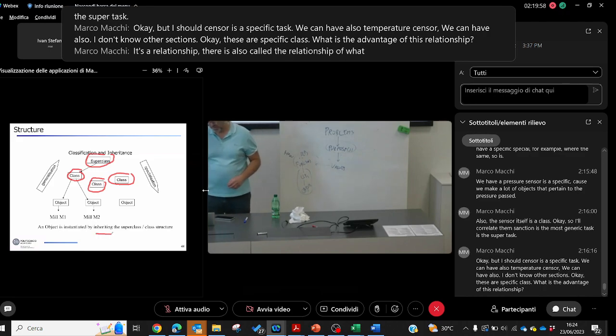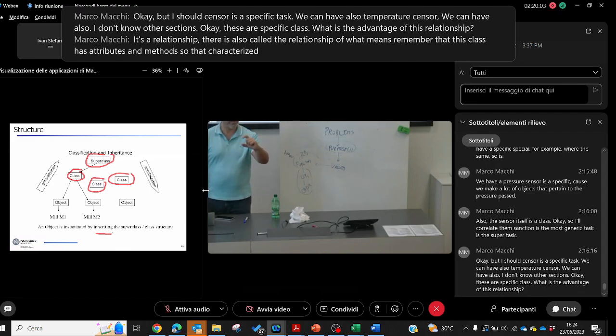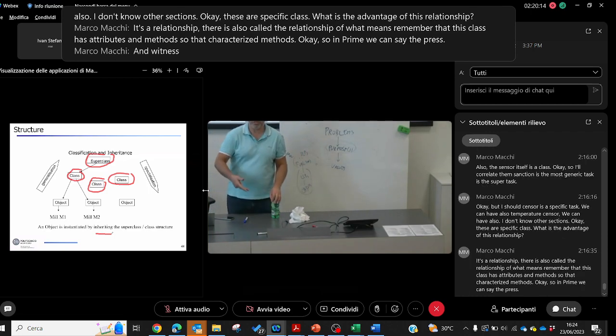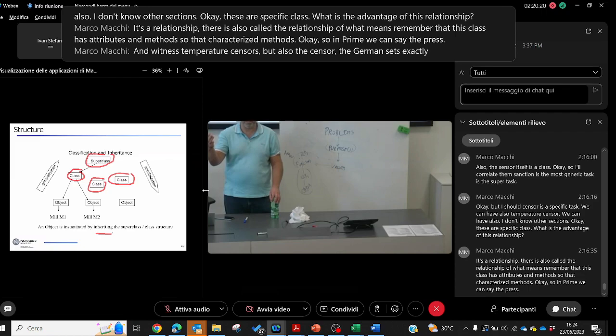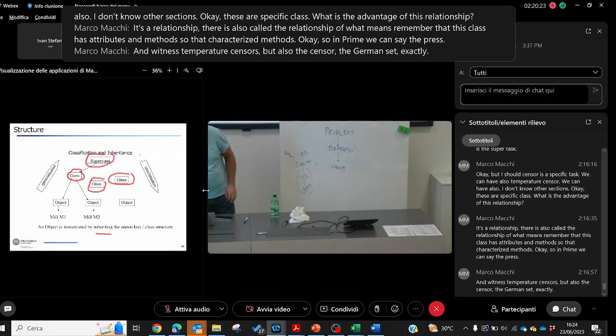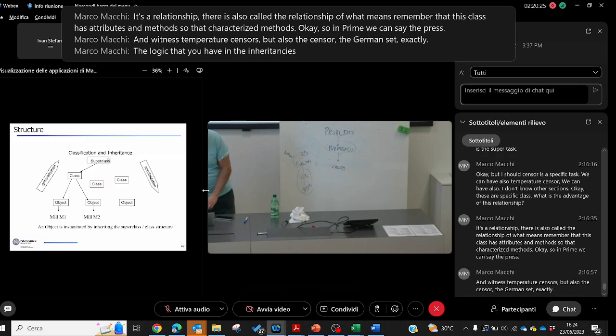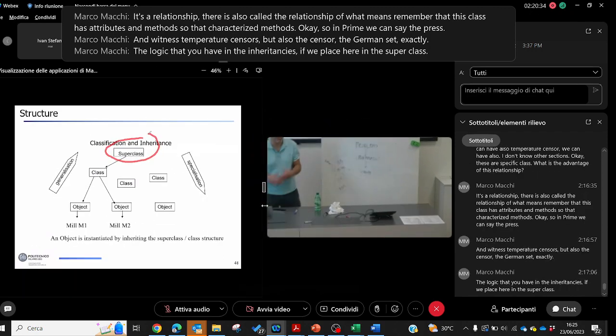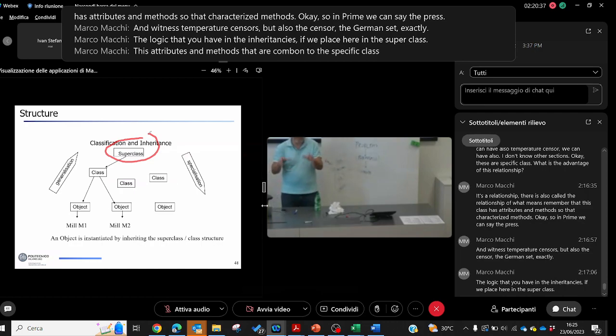What does that mean? Remember that each class has attributes and methods that characterize the class. Okay? So, in principle, we can say the pressure sensor has attributes and methods. Temperature sensor has attributes and methods, but also the sensor in a general sense. Exactly. The logic in inheritance is that if we place here in the superclass the attributes and methods that are common to the specific classes, they are inherited.